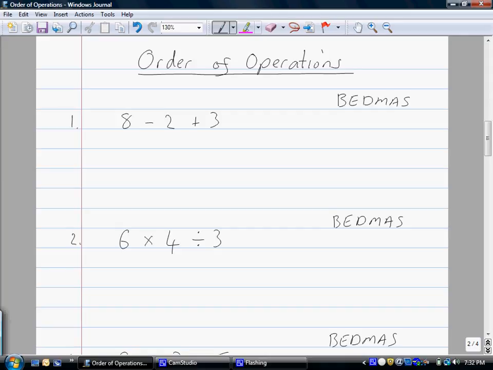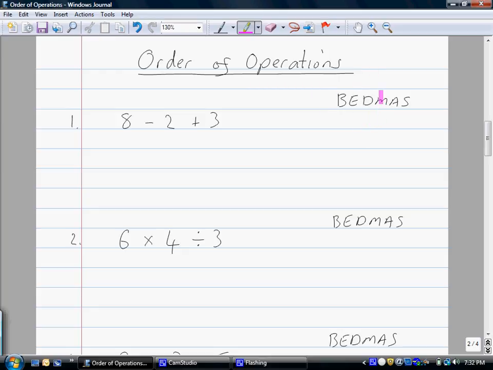This video is about order of operations. This is just a rule that tells us which order to do our operations like subtraction, addition, multiplication and division. This is just how people decided they were going to do it. There's no particular reason why it has to be this way, but this is how it's done.